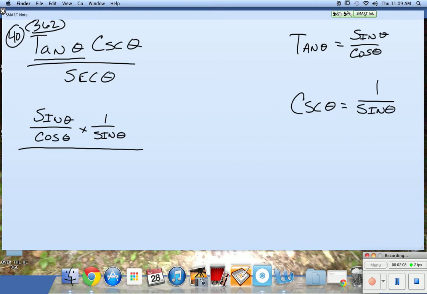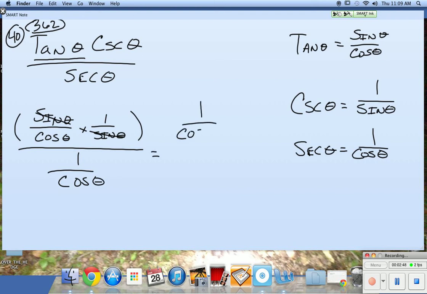And if we look at the bottom, we've got secant of theta, and secant of theta actually equals 1 over cosine of theta. So let's go ahead and replace that. If you notice what I'm doing here, I'm changing everything that I can in this one to sine and cosine. You should have noticed right away that when I put these changes in here, the sine of thetas will cancel out. And what I'm left with is 1 over cosine of theta over 1 over cosine of theta.